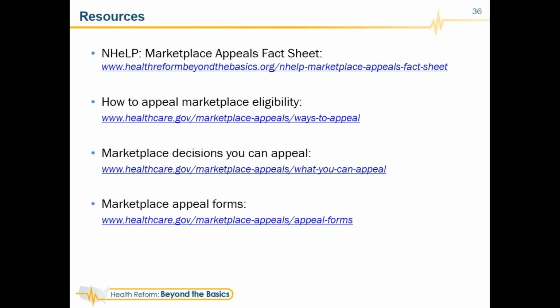We've included a couple of websites here, including the link to the fact sheet I mentioned at the very beginning, and some links on healthcare.gov where you can find more information about what can be appealed in the Marketplace Appeals form.